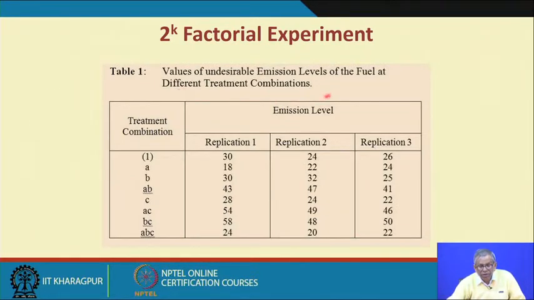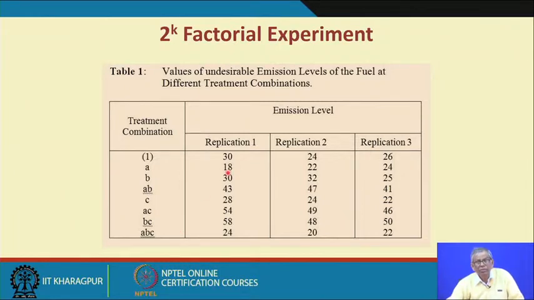So what data did you get? You have gone for an experiment with all 8 treatment combinations of 3 factors at 2 levels, and there are 3 replications. That means each treatment combination is run 3 times. When all 3 factors are at low levels, the first time you do the experiment you get an emission value of 30, the next time 24, and the third time 26. Similarly, for all other treatment combinations, you get the data 3 times.